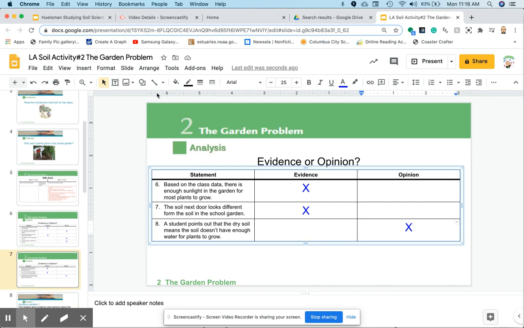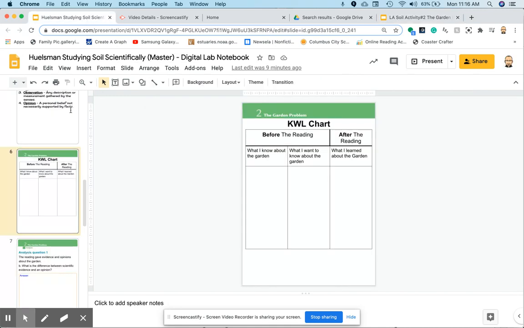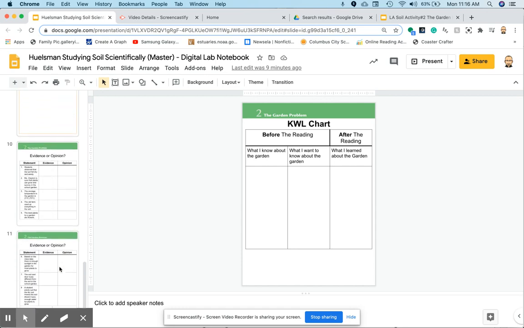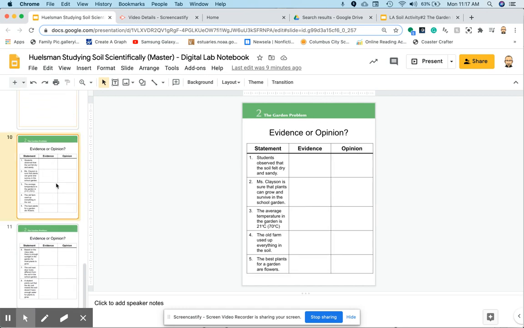Okay, so again, I just went over these evidence and opinion statements that were in your notebook. So make sure you have this filled out. A lot of people lost points when I looked at these notebooks because you guys aren't completing these activities. Okay, so these have to be done. So make sure you have that filled out correctly.